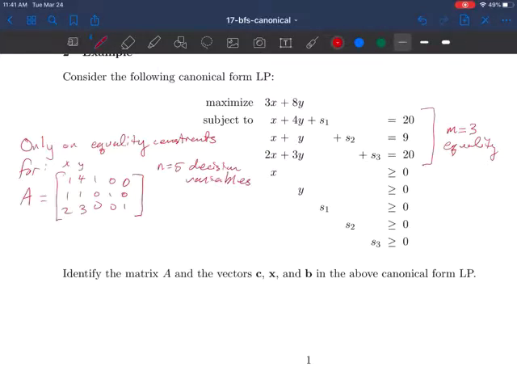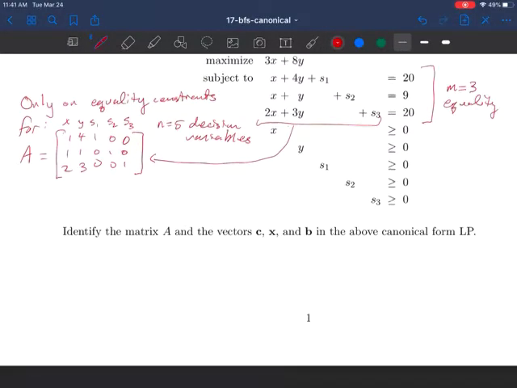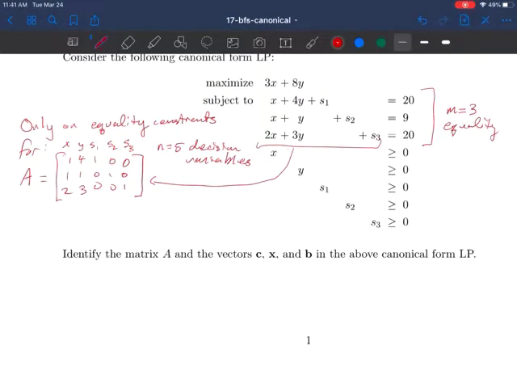And each column of A corresponds to one. This is the X column, this is the Y, this is S1, this is S2, and this is S3. And you can see how these columns line up in the constraints. Okay, not a coincidence. That's how that structure works.